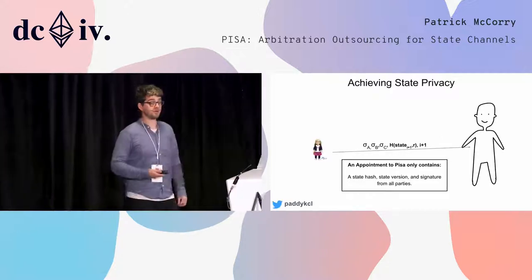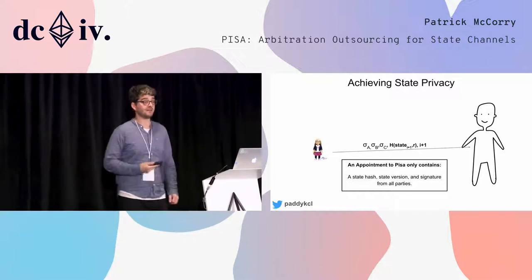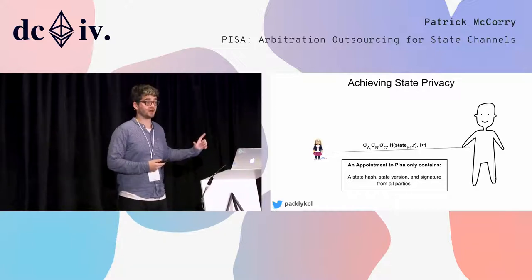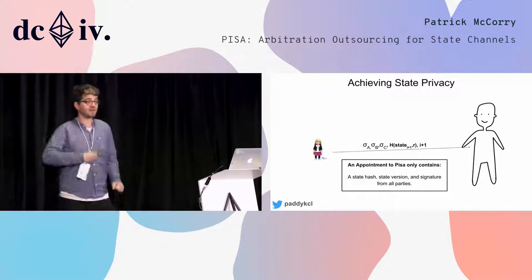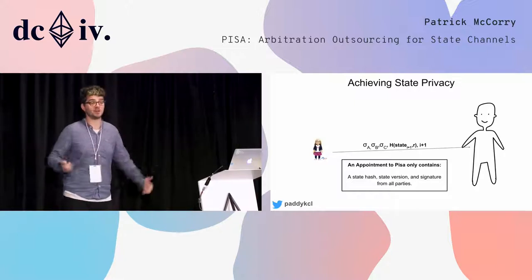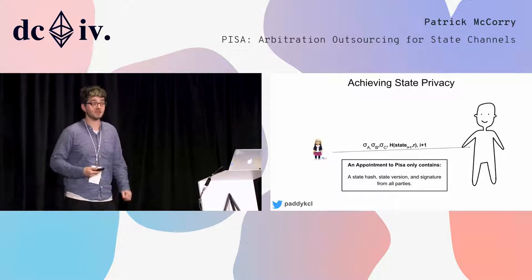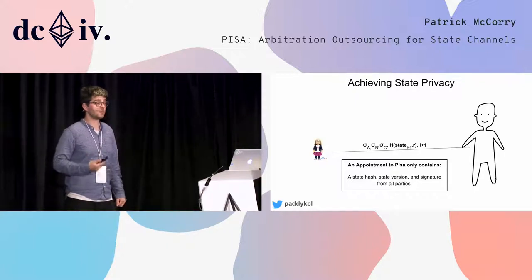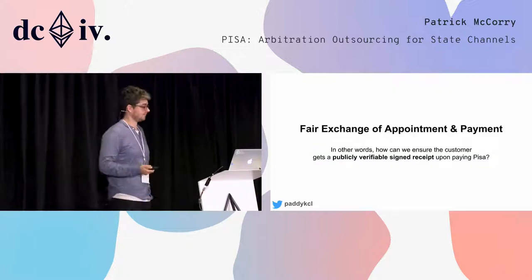As I mentioned before, because of the way the state channel is designed, all the customer has to send is signatures for every party in the channel, the blinded state hash, and the increment counter. And they just send that to the tower, and that's basically what a job looks like. So actually, all this third party does is relay messages on behalf of Alice, the customer. They're just a relayer, effectively.